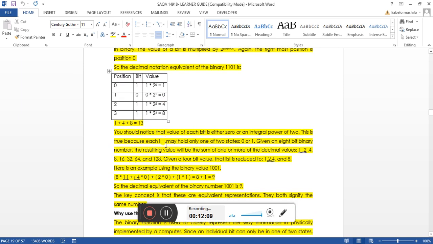So you should notice that the value of each bit is either a 0 or an integral power of 2. This is true because each bit may hold only one of two states, 0 and 1, which in some instances represent true or false in a Boolean expression. So given an 8-bit binary number, the resulting value will be the sum of one or more of the decimal values. So we've got 1, 2, 4, 8, 16, 32, 64, and 128.